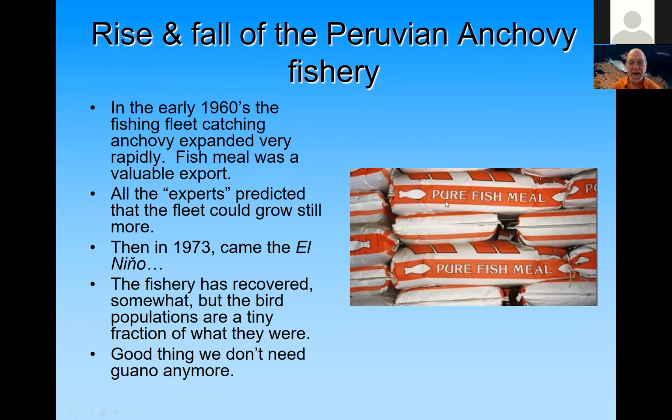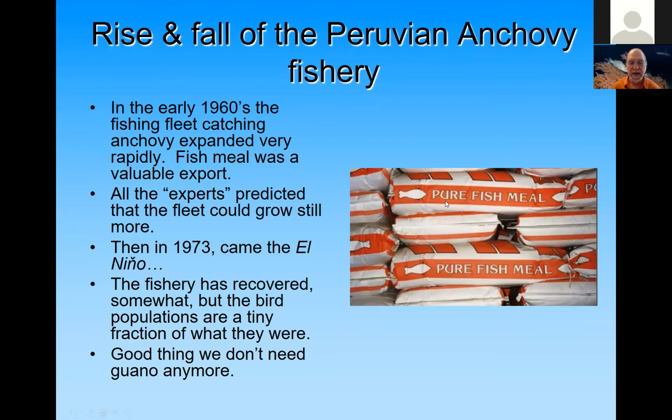All of the experts from the United Nations Food and Agricultural Program, FAO, looked at the models and said, wow, you can expand this anchovy fishery without worrying, because you're not taking as many anchovy as you could. You could harvest even more. They predicted that the fleet could grow more, and there was a lot of investment. Capitalists invested money and bought more fish meal ships, and fish meal became a very important export commodity from Peru and Chile. And there was a huge economic boom.